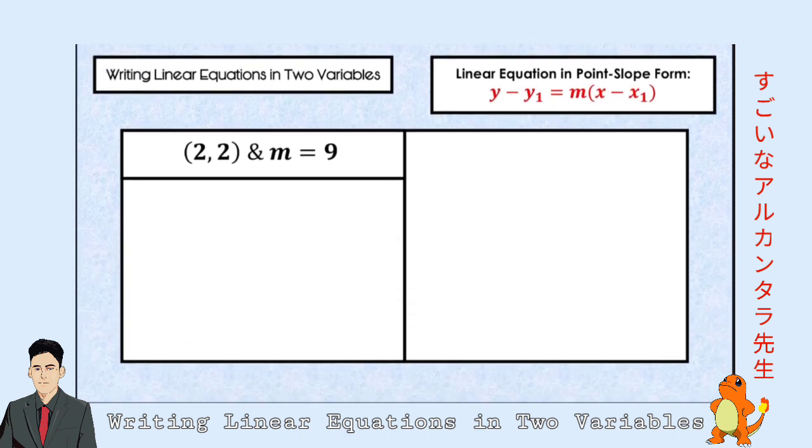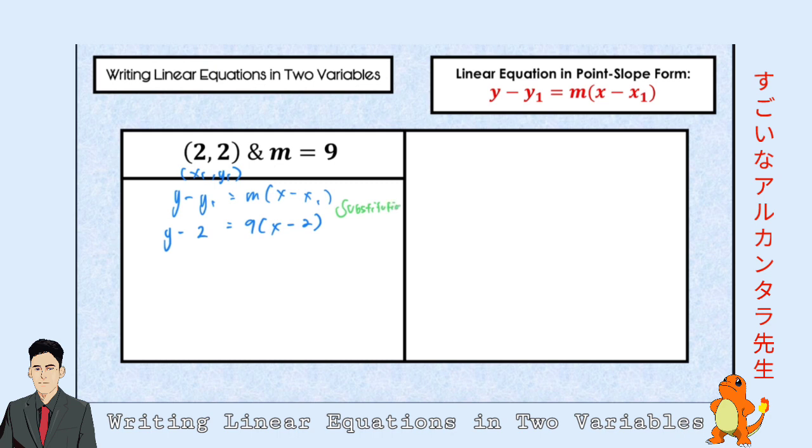So let's proceed with the formula. y minus y sub 1 is equal to m times the quantity x minus x sub 1. We know that this is our x sub 1, this is our y sub 1, because the x comes first, followed by y. So we'll have y minus y sub 1, which is 2, is equal to m, which is 9, multiplied to x minus our x sub 1, which is 2. So what we did here is by substitution.